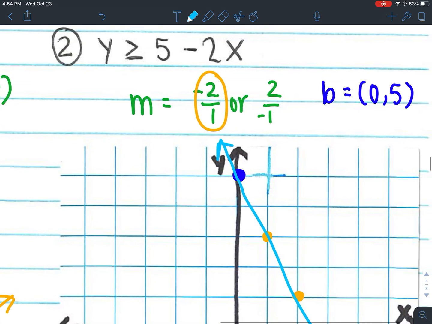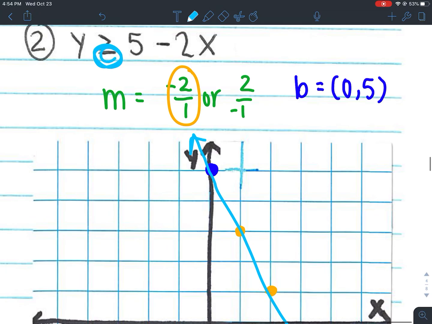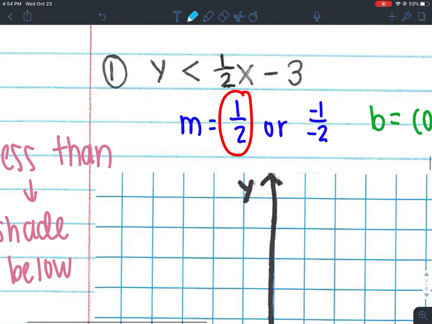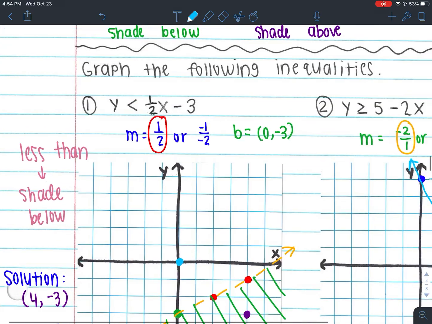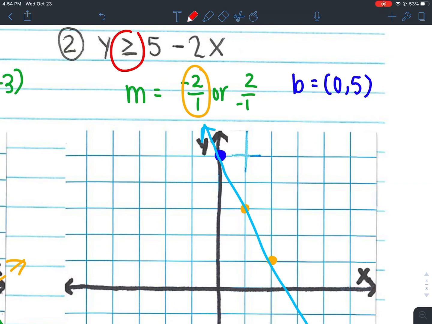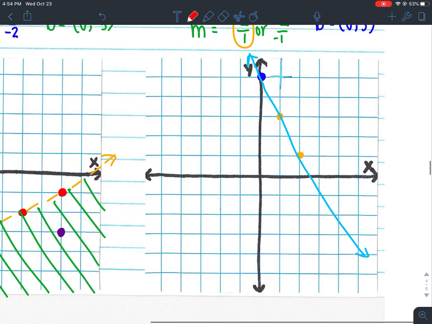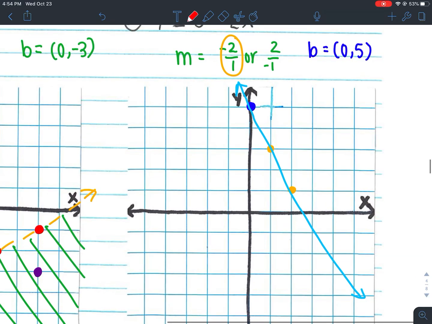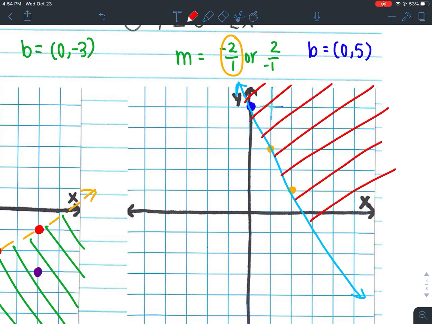Okay. Once you're done drawing that line, you want to shade. And just to remind you again, we have a solid line because we have a solid line here. Over here, we didn't have an equal to line, so that's why it was a dashed line over there. Okay, now we need to shade. Because this is a greater than inequality, you want to shade above. Above your line would be over here. Okay, so this is all above.